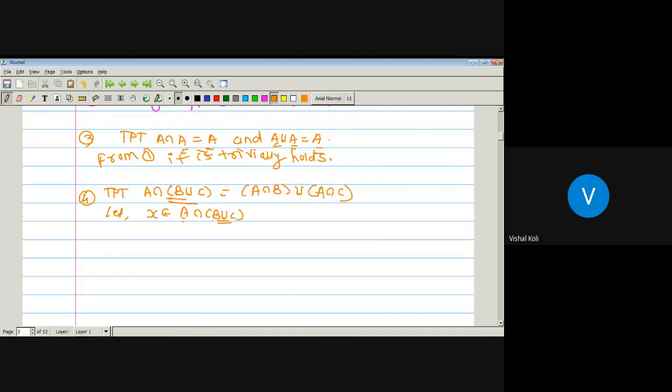As X is a member of A intersection this (B union C), then by definition of intersection, it is an element which is belonging to both A and B union C, which is implied by and implies X is belonging to A and X is belonging to B union C. And if X is belonging to A and X is belonging to B union C, then X belongs to both A and B union C. Therefore, it is contained in the intersection.